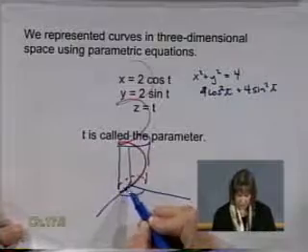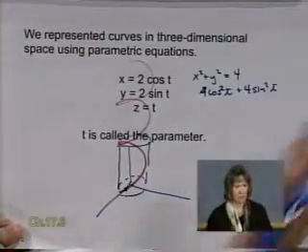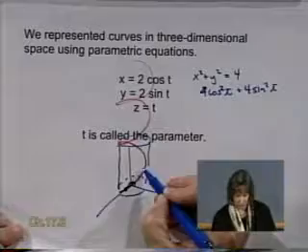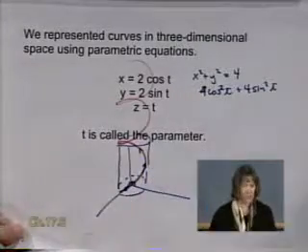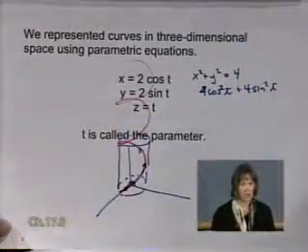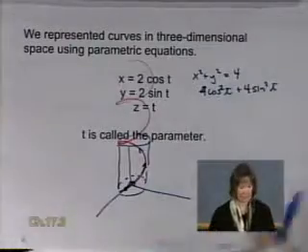As I go on the curve, there's just two ways I can go, forward or backward. I can move along the curve. Only one way to go. So we call it a one-dimensional figure in space.